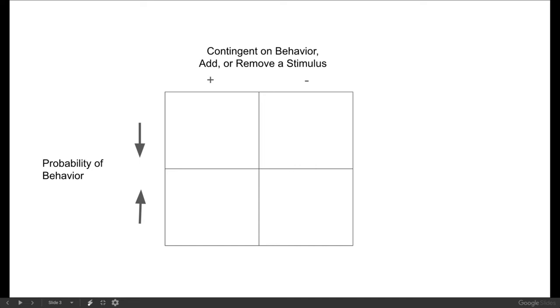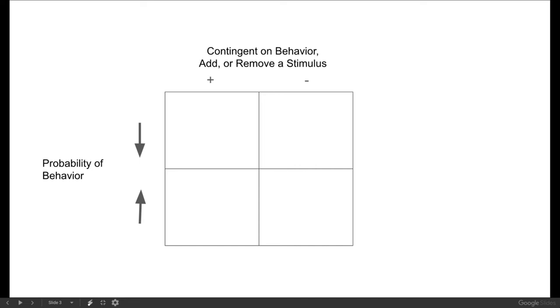So at the top, contingent upon behavior, you can add or remove a stimulus. Probably need a comma there. So the plus symbol means add. It does not mean what your brain is going to ask you to think it means. And the minus symbol means negative. So you have positive and negative.